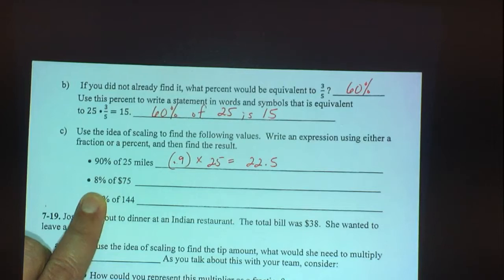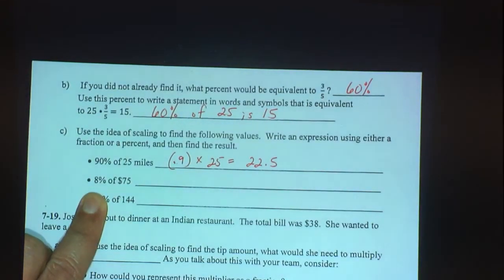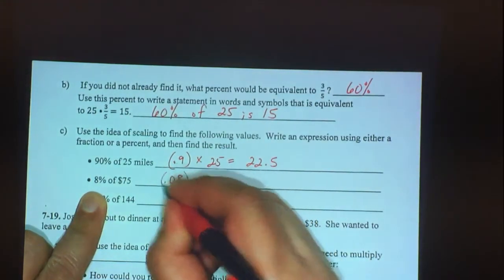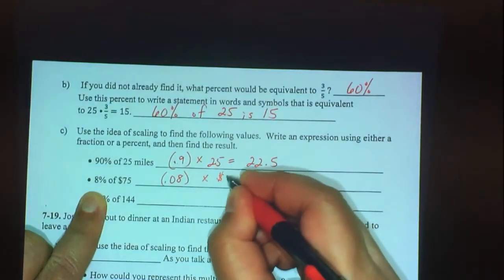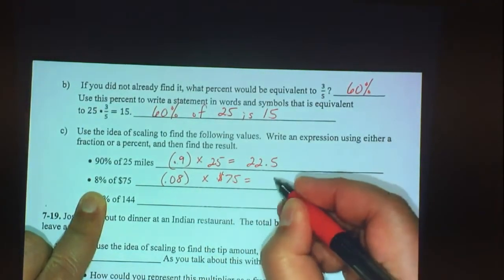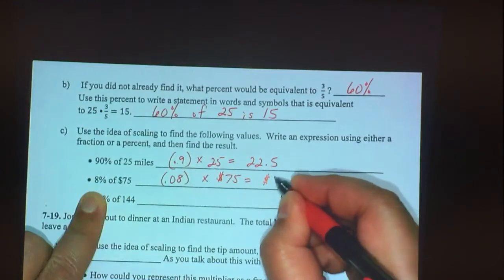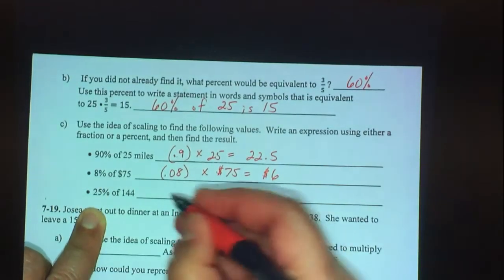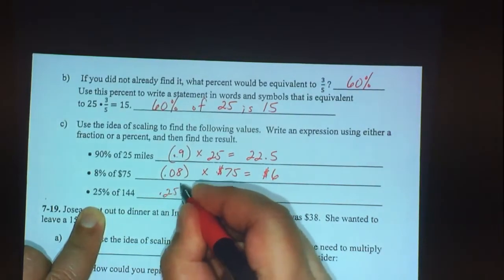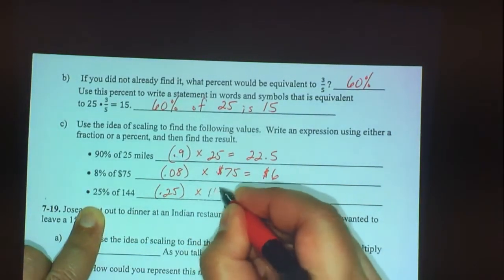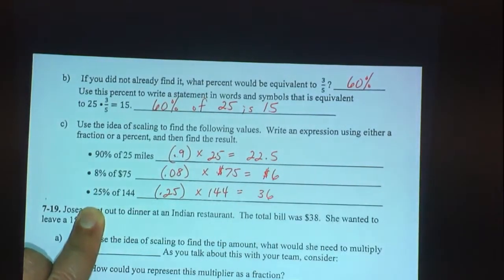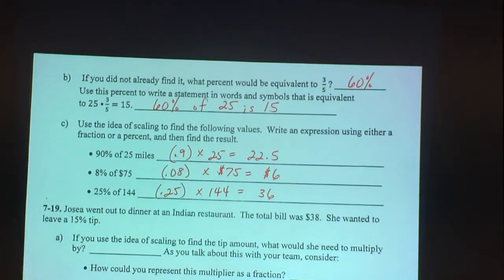Okay, this is a percent. Be careful. How would we change this percent to a decimal? No, it's not 0.8. It is 0.08 times $75. And if you multiply that, you will get $6. And then how do you change 25% to a decimal? 0.25 times 144 gives you 36. You can check all of those on a calculator later if you like.